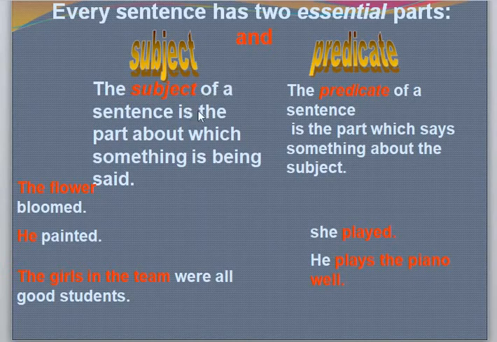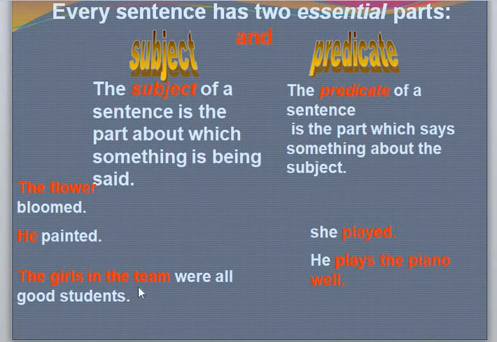The subject of a sentence is the part about which something is being said, right? And the predicate of a sentence is the part which says something about the subject. For example, "The flower bloomed." In this sentence, the flower is the subject. Bloomed is the verb, it's the predicate, although there is no object here. "He painted": he is the subject and painted is the predicate. "She played": she is the subject, played is the predicate.